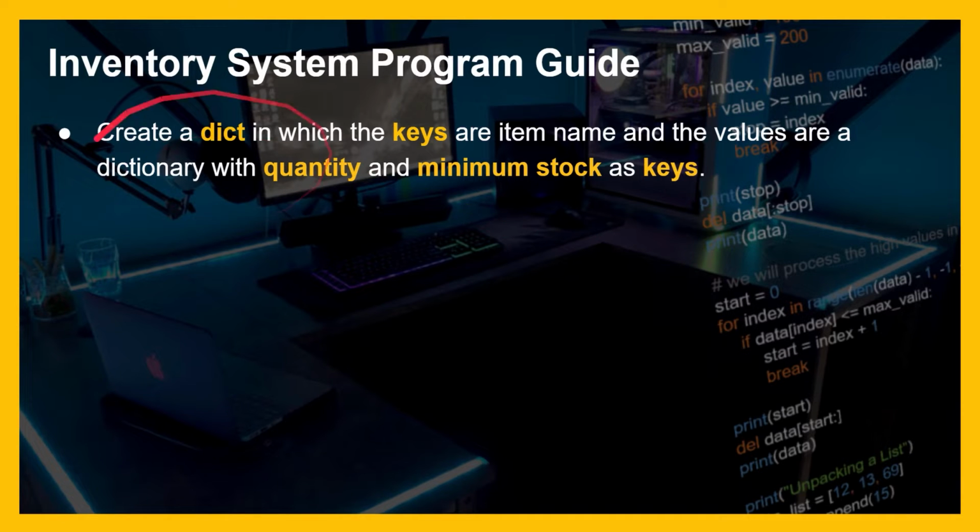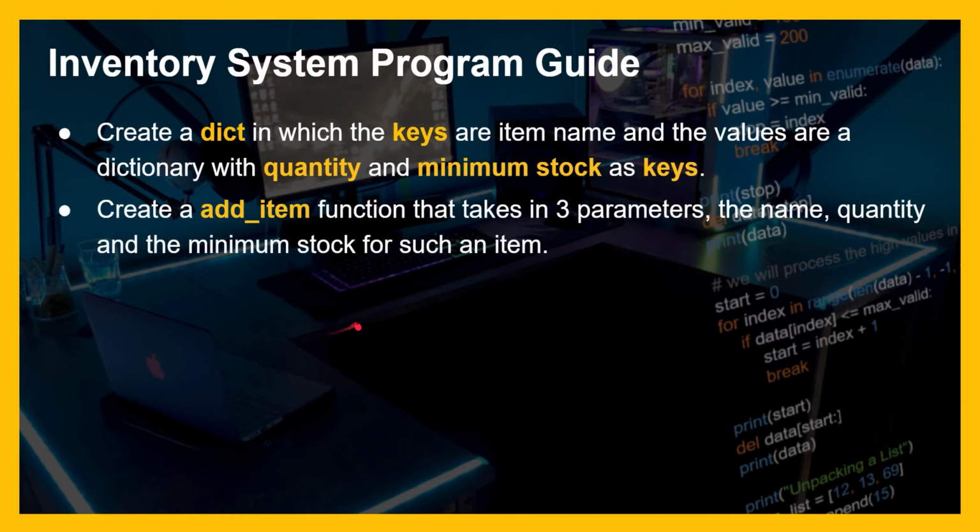Anyways, first thing is you'll need to create a dictionary in which the keys are the item name, and the values are a dictionary with the quantity and the minimum stock as keys. So basically, you are going to be creating a dictionary that contains a dictionary inside of it. You'll have the keys as the item name, and then the values of these keys are going to be quantity and the minimum stock as the keys. So we're going to have one dictionary and then another dictionary inside.